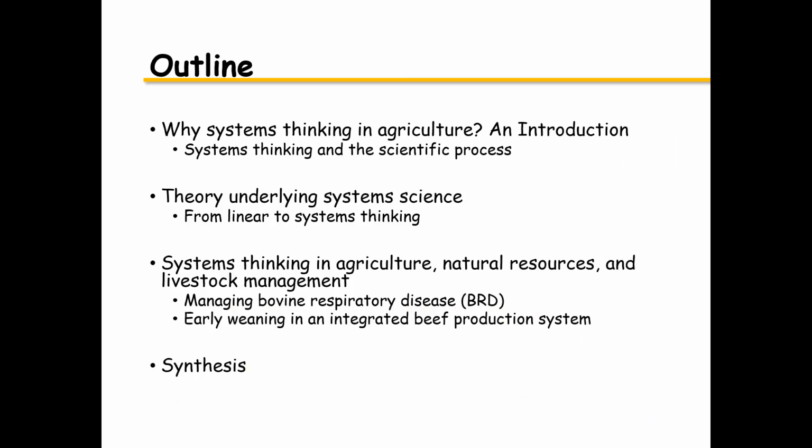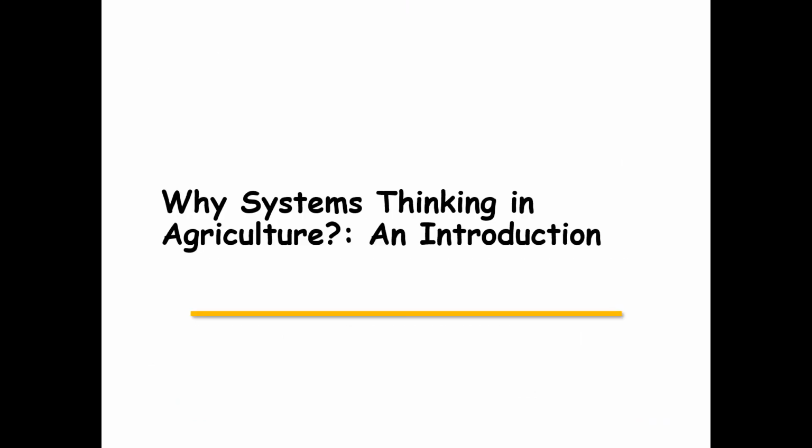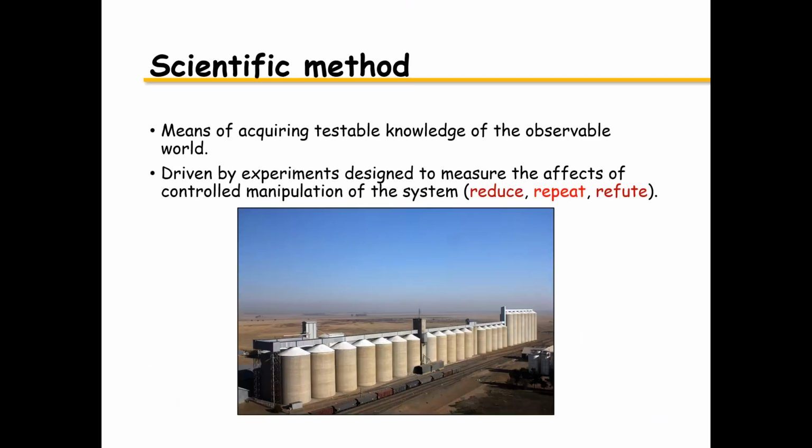I'll give a little bit into the theory underlying the systems approach, and then move into some case studies. Maybe not the two that Dr. Frost and I originally talked about, but these were the two more interesting ones I thought about as I prepared. One on bovine respiratory disease and one on early weaning and an integrated system, and then just wrap up with some final comments. So why systems thinking in agriculture and natural resource management?